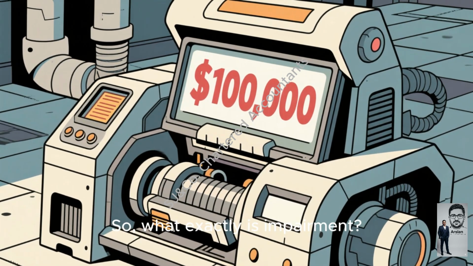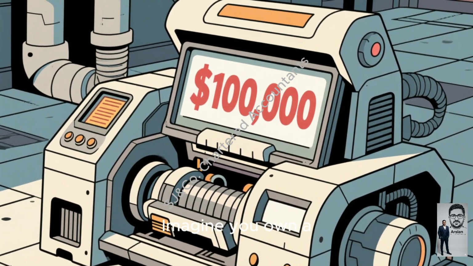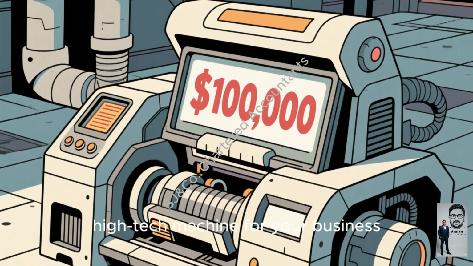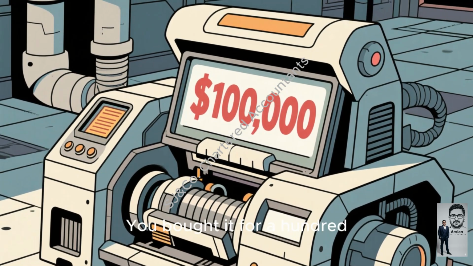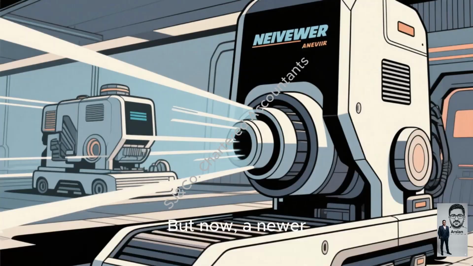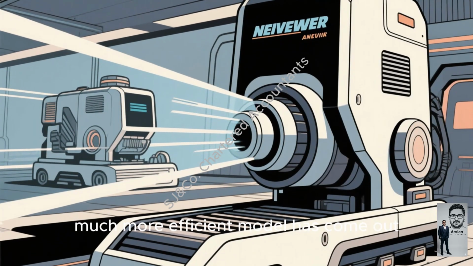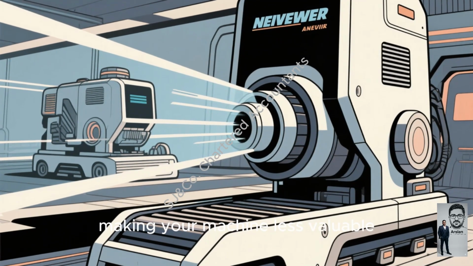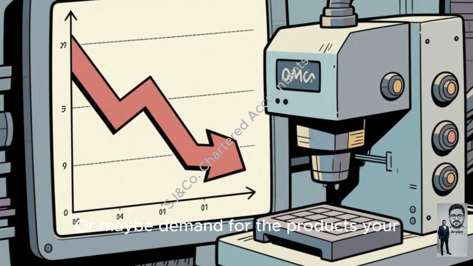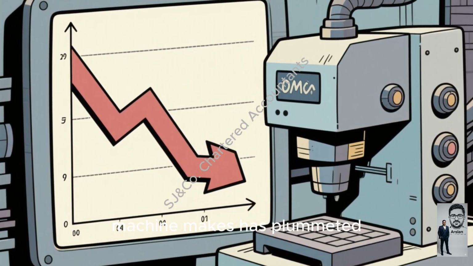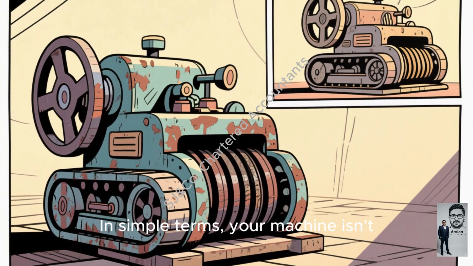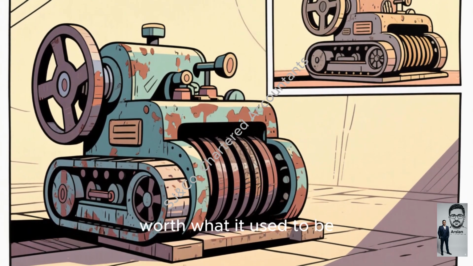So, what exactly is impairment? Imagine you own a high-tech machine for your business. You bought it for $100,000. But now, a newer, much more efficient model has come out, making your machine less valuable. Or maybe demand for the products your machine makes has plummeted. In simple terms, your machine isn't worth what it used to be.